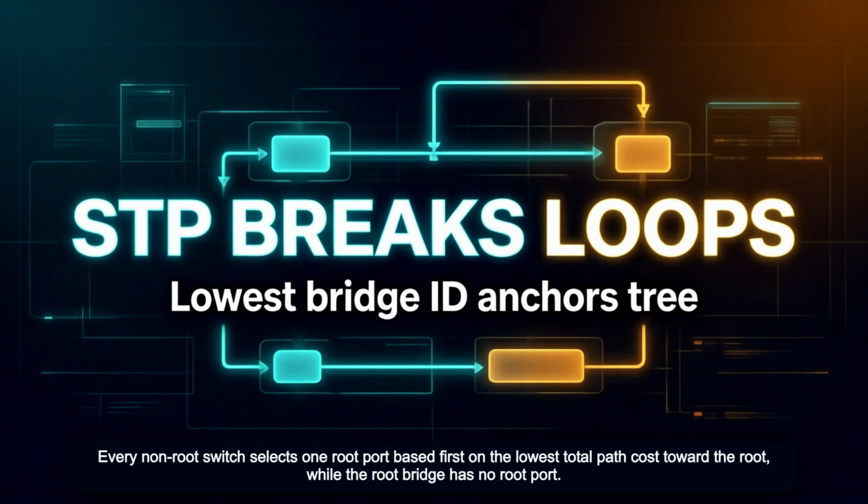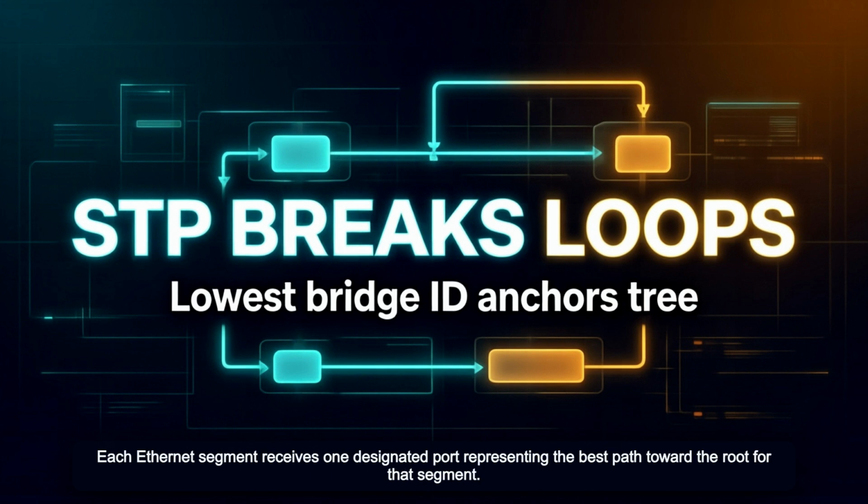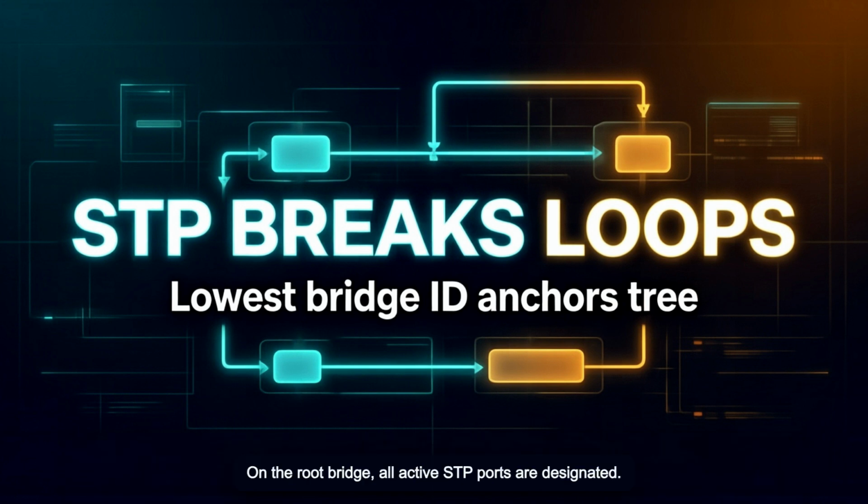Every non-root switch selects one root port based first on the lowest total path cost toward the root, while the root bridge has no root port. Each Ethernet segment receives one designated port, representing the best path toward the root for that segment. On the root bridge, all active STP ports are designated.